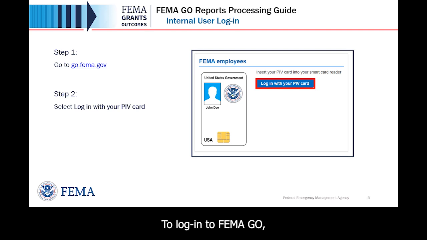To log in to FEMA Go, the first step is to go to the FEMA Go webpage, go.fema.gov. The second step, as an internal user, is to select Log In with your PIV card. This takes you to the Welcome page.